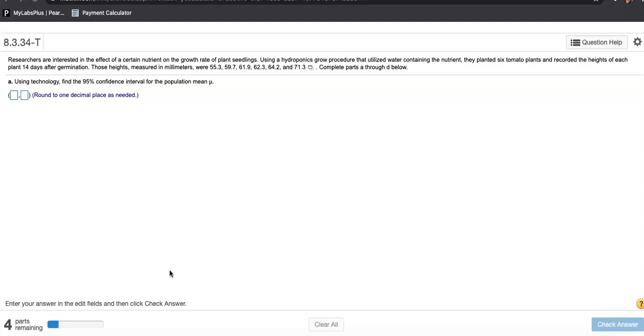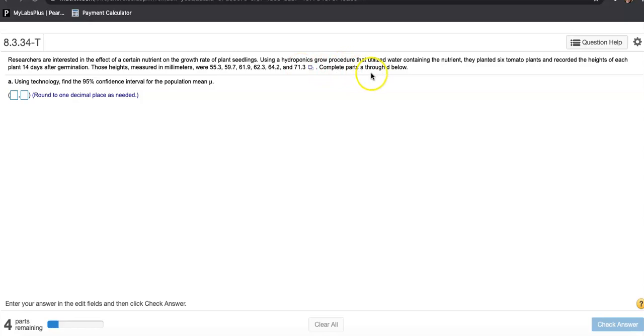So they gave us how many? They said they planted how many tomato plants? 6 tomato plants. So I have 1, 2, 3, 4, 5, 6. 6 different numbers. They all represent the height, right? So 6 tomato plants in my sample.